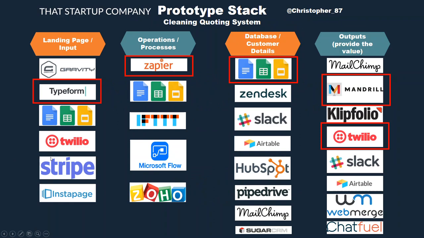And the tools that we're going to use is laid out here in the prototype stack. We're going to use Typeform for capturing the data. We're going to use Zapier to take that data, do a calculation based upon the information in Typeform. We're going to save those customer details into a Google Sheet. But that could easily be Airtable or even a customer relationship management tool such as HubSpot or Pipedrive or SugarCRM. From there, we're going to send a text message to the potential client, and also send an email using Mandrill.